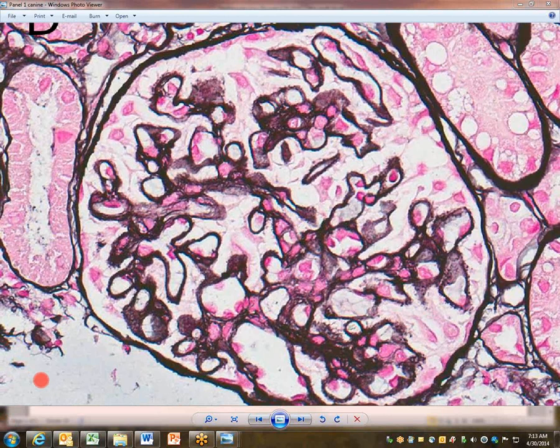On the silver, I thought that I could make out some spikes. I don't remember what the more specific term for them is. This is a capillary loop exhibiting that. What do you think about the general thickness of the GBM on the silver stain here? I wasn't overly impressed by the thickness of the basement membrane. It might be multifocally thickened, but I had a little bit of trouble with that.